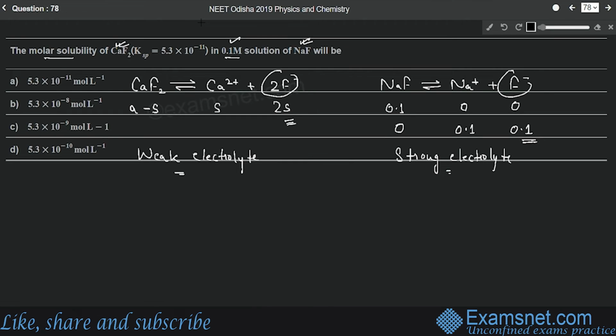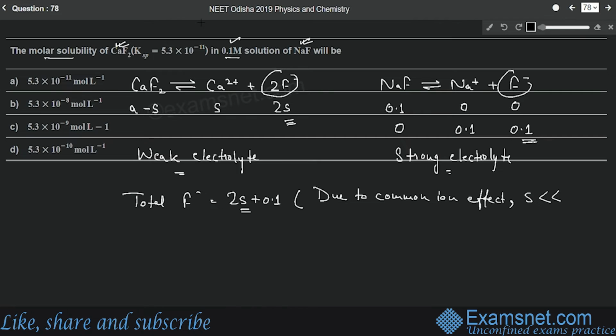Okay, so we can see that whenever these two will be mixed, what will be the total concentration of fluoride ion? Total fluoride ion will be 2S plus 0.1, right? But due to common ion effect, this S will be much less than 0.1. Therefore, we can write that the total concentration of fluoride will be about 0.1 only, because 2S will be negligible.